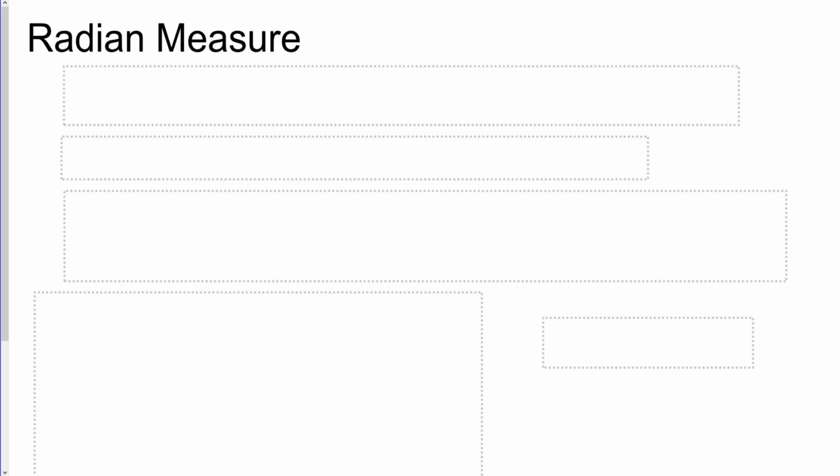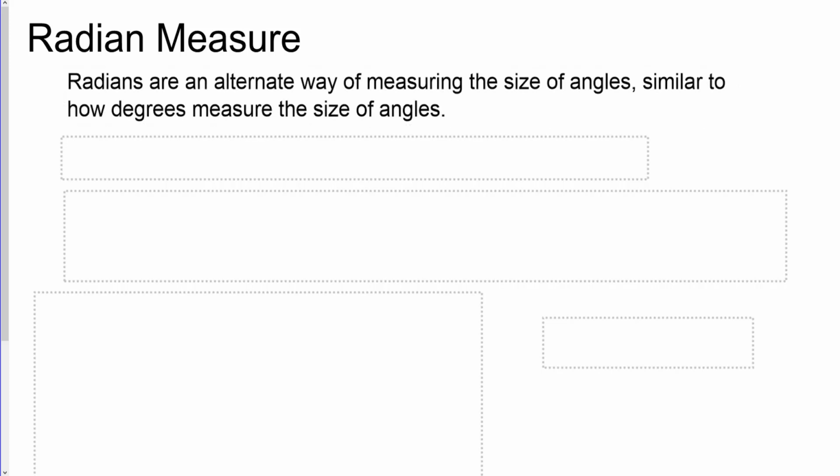In this lesson, we'll discuss radian measure. Radians are an alternate way of measuring the size of angles, similar to how degrees measure the size of angles. We saw in an earlier video how there are actually many different types of measuring the size of angles, but radians and degrees are the two that we use predominantly in trigonometry.